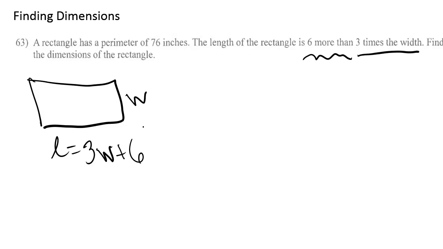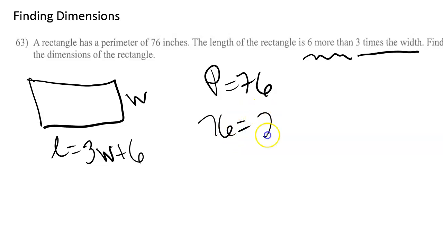And now the other piece of information we have is that the perimeter is 76 inches. So we have perimeter equals 76. So hopefully you remember from middle school or maybe geometry class that perimeter is equal to twice the length plus twice the width, because it's us walking all the way around that rectangle as though we were carrying a tape measure with us. So the next thing that you notice is that you have two different variables in your equation.